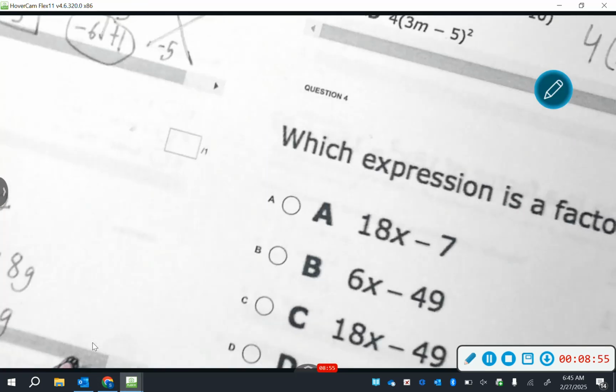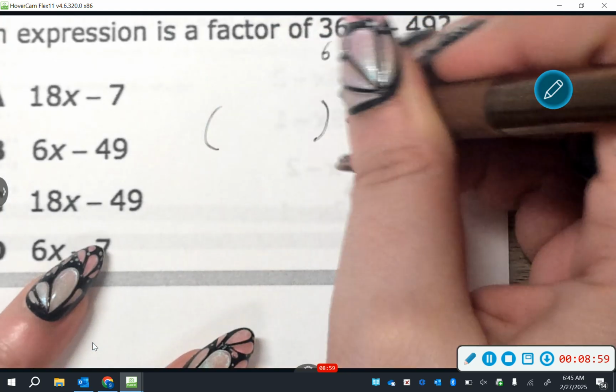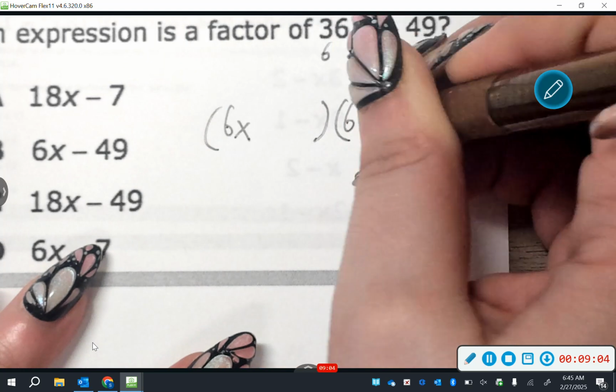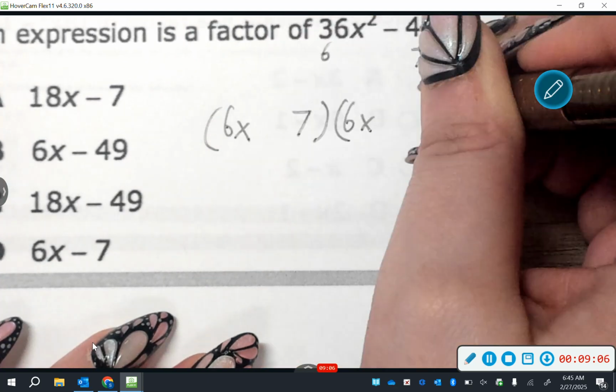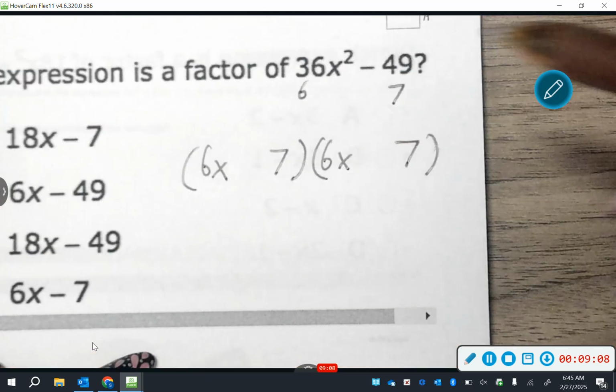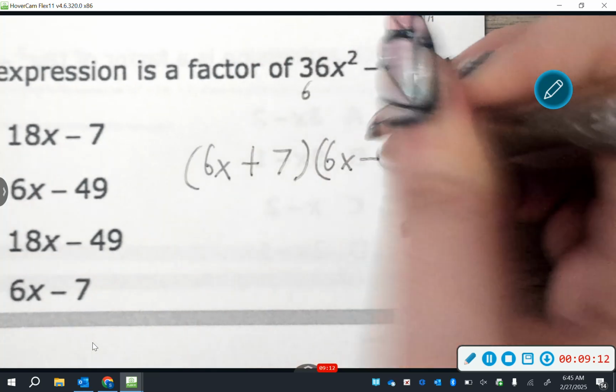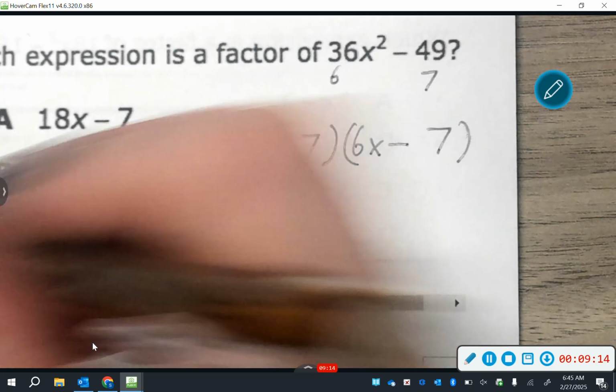Okay, so this is dots, so we can use our shortcut instead of having to box it. So we're going to have 6x and 6x. So we're going to have 7 and 7 because it's dots, a difference of 2 squares. We should have different signs. So our answer should be D.